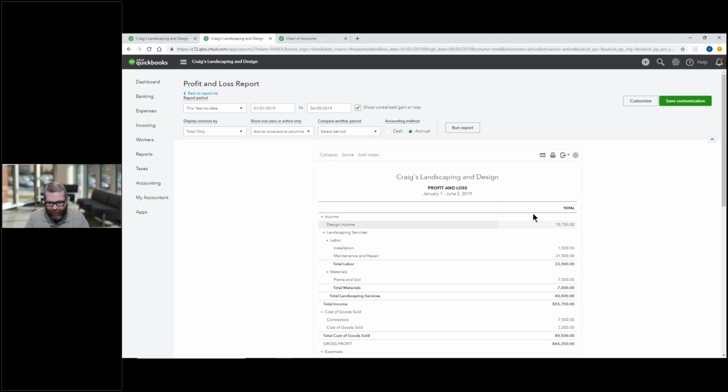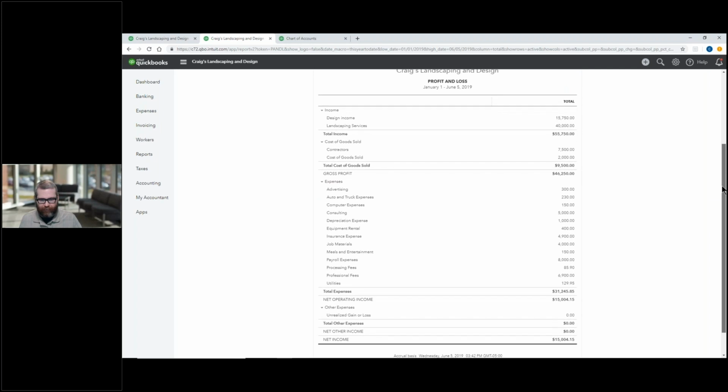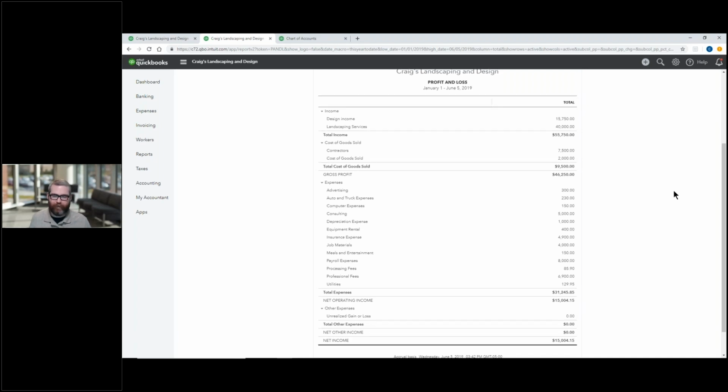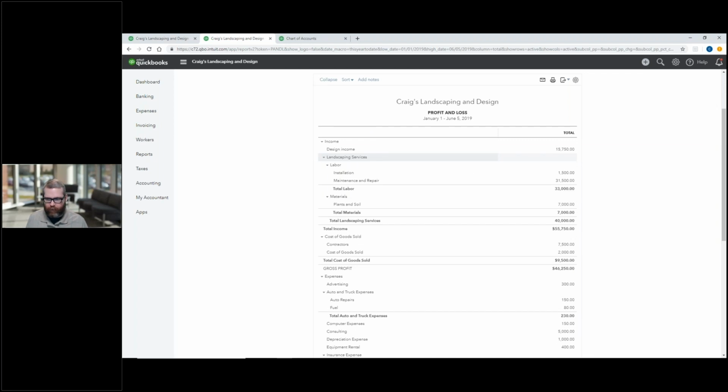So if that's the case, I can click collapse right here, and it collapses those sub-accounts, makes the profit and loss a lot easier for me to read. Now, I don't even have to scroll all the way down to the bottom to look at the entire thing. So really helpful. Now, if I want to go back and see the detail again, no problem. I just click expand and it comes right back. Now, the way that we set that up is by setting up sub-accounts.